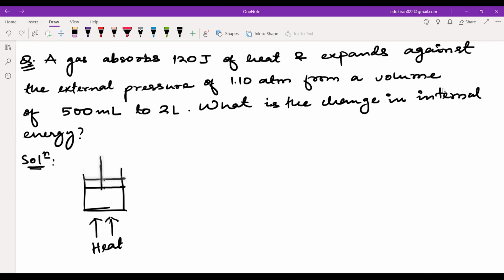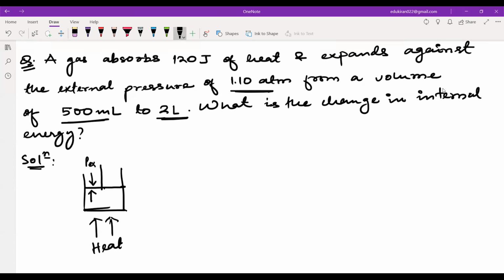Now the gas expands, and if you are doing work, there should be an external, opposing pressure, right? You have to oppose some pressure. So if it is moving upwards, then there is some P external, that is the opposing force, and that is equal to 1.10 atm. And if it is moving upwards and changing from 500 ml to 2 liters, then you have to calculate the internal energy change.